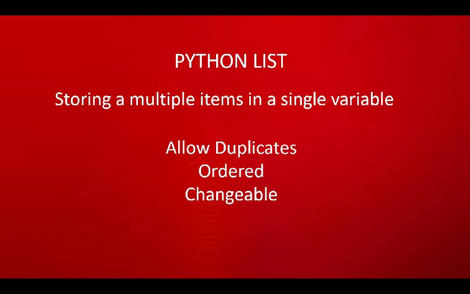In a previous video, we created a variable and stored a value in it. But as we have seen, a variable stores a single value, but in a list we can store multiple items in a single variable. And a list allows us to have duplicate values, and it is ordered and changeable. What is ordered and what is changeable? Let's check it in our editor.